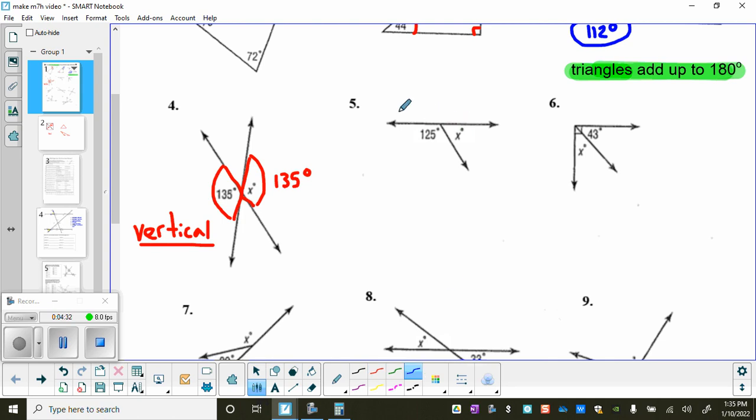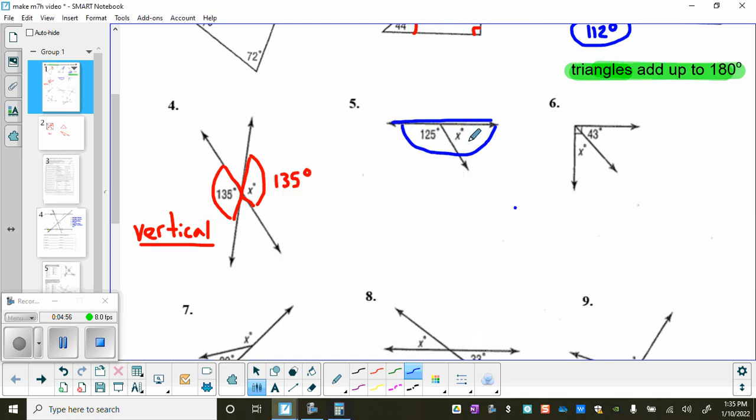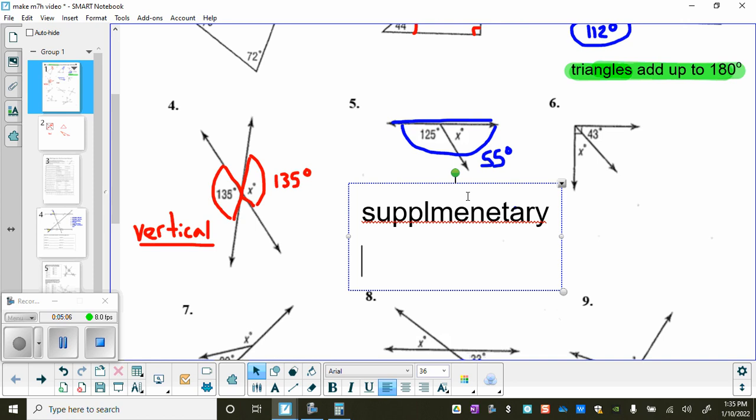All right, now over here in this next picture, I've got a straight line and a ray coming out of it to form this 125-degree angle. I notice that this 125 degrees plus x right there forms a straight line. So this should add up to 180. These are supplementary angles. So we're just going to do the 180 minus the 125 we already have. And that's going to be 55 degrees. So this angle right here has to be 55 degrees. And the way I can justify it or prove it is, again, that I've got supplementary angles here.